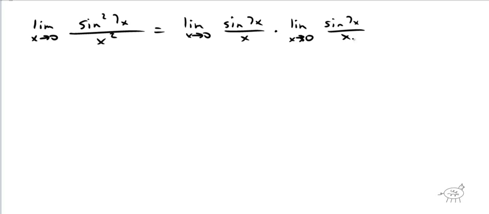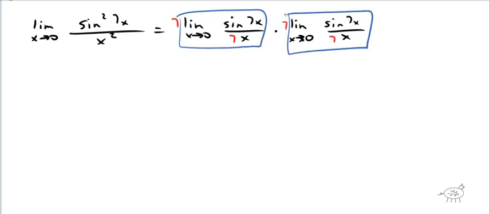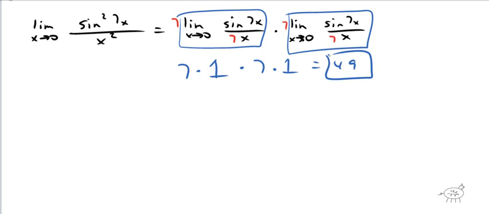Okay? And let's just do our little magic here. So I need a 7 here, so I need a 7 here. I need a 7 here, so I need a 7 here. And these guys, of course, both are equal to 1. And that's 7 times that. And it's all multiplication, 7 times 1, right? So we get 49. That's my final answer.